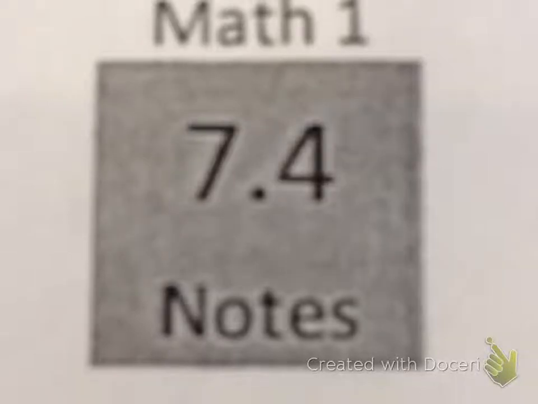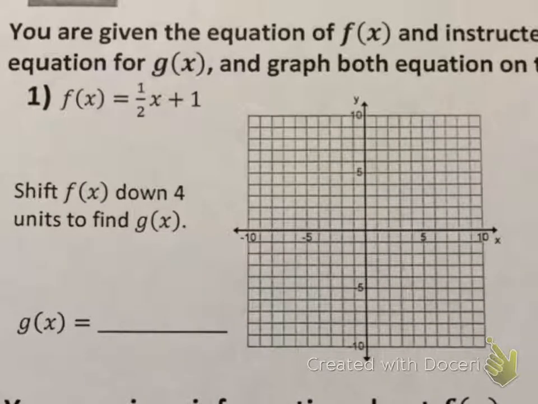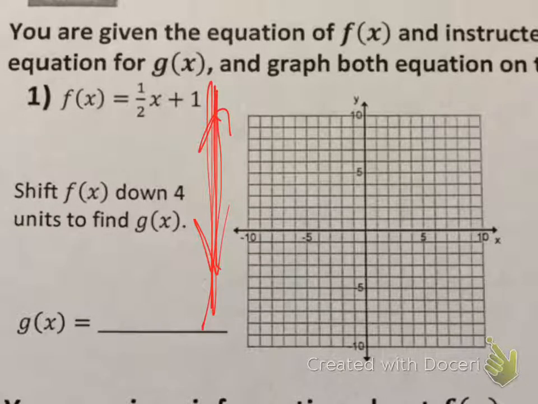This is note-taking guide 7.4 for Math 1. So we're going to continue with moving our graphs around a little bit. Today we're going to talk about vertical shifts. Vertical is up and down like this. So a vertical shift would be a movement along the y-axis, up or down.